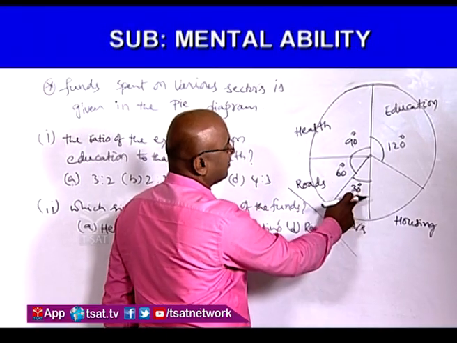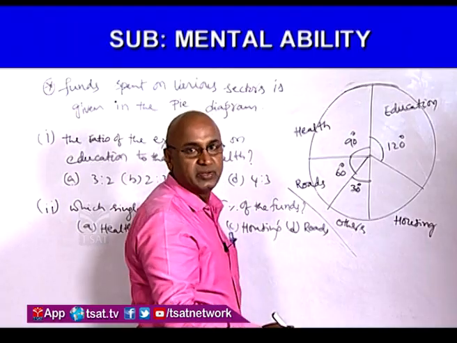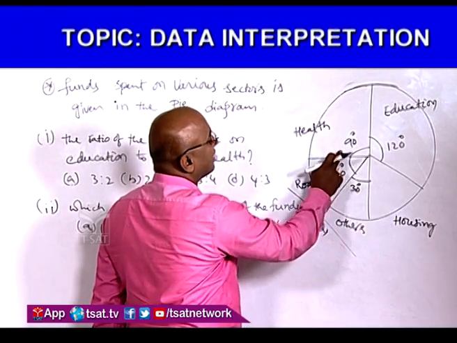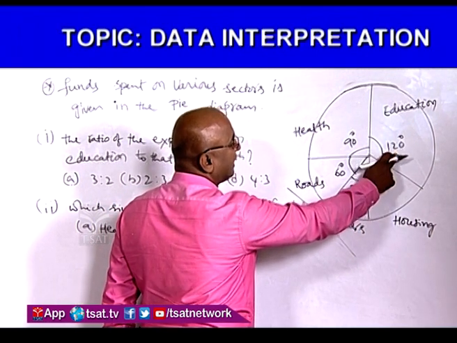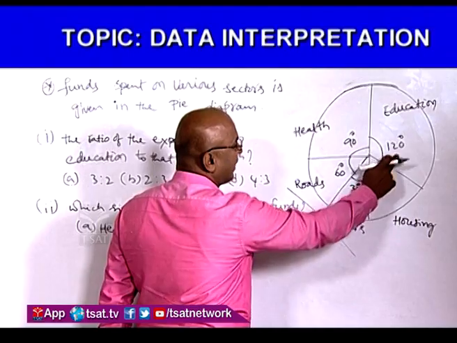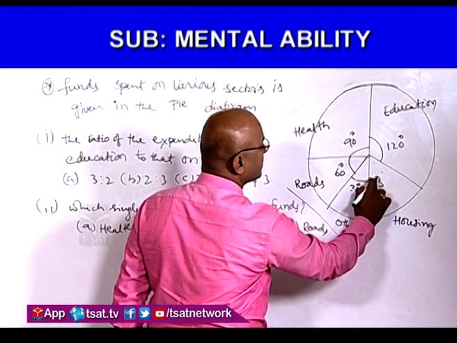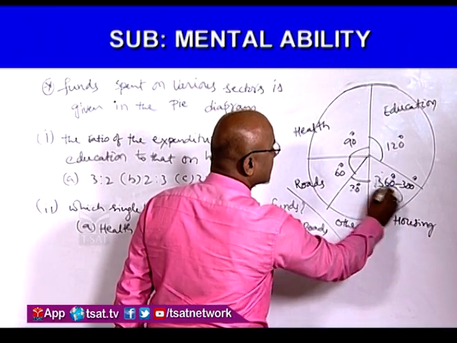What is the housing? The remaining, 360 degrees minus the sum of these allocations, will give you the funding of housing. 30 plus 60 is 90, 90 plus 90 is 180, 180 plus 120 is 300. So 360 minus 300, the housing funds, is equal to 60 degrees.